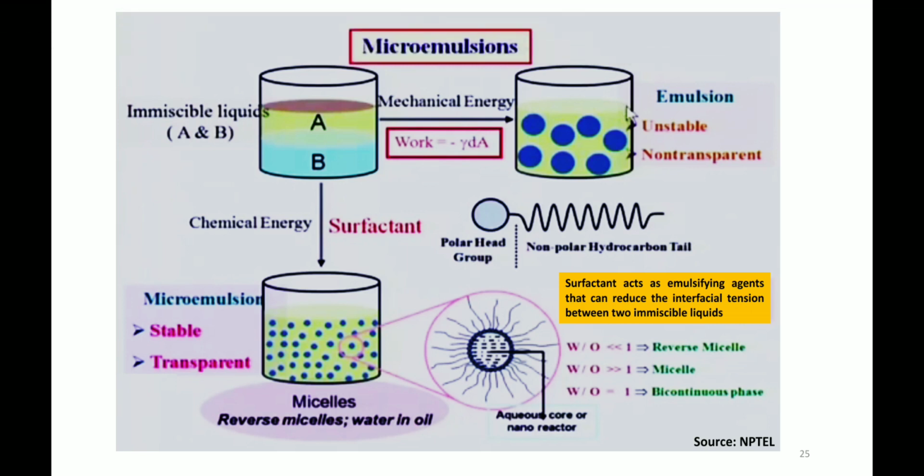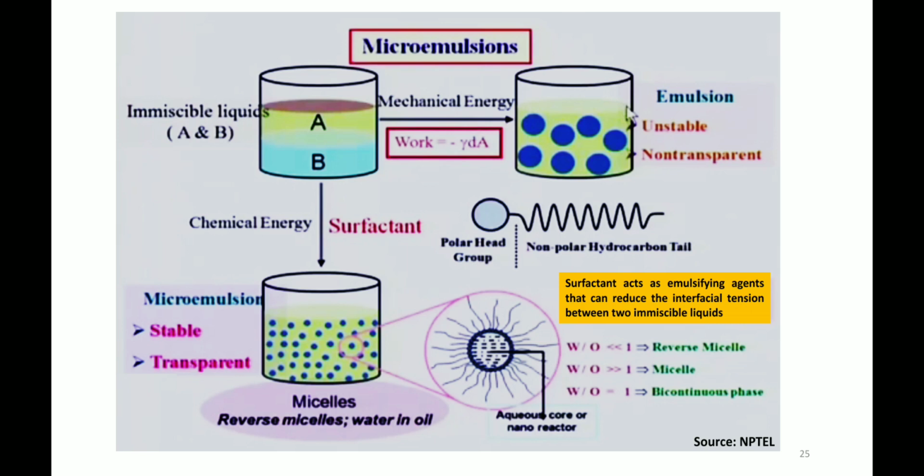So you can see that this is a schematic representation of microemulsion. On the left hand side there is a beaker which has a blue liquid B and a green shaded liquid A. So A and B are immiscible liquids, as we have discussed. What are they? They are kind of an oil and water. One is aqueous and one is non-aqueous.